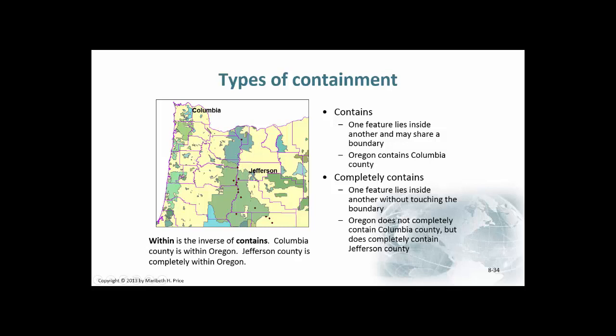This slide helps to better explain containment. For example, the state of Oregon contains the county of Columbia. They share a boundary. The state of Oregon completely contains the county Jefferson. Again, within is the inverse or exact opposite of contain. Columbia County is within Oregon. Jefferson County is completely within Oregon.